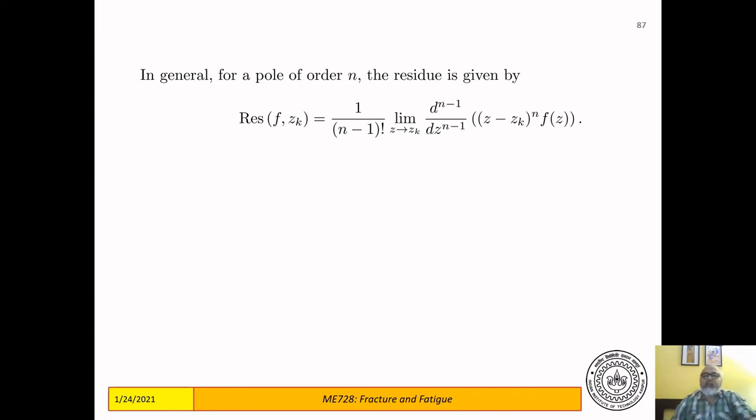Now, in general, if you have a pole of order n, a singularity of order n, then you have to multiply the function with (z minus zk) to the power n, where zk is the point at which it is singular. The function has to be multiplied by this. The n minus 1th derivative has to be taken, and then you have to put the limit z tending to zk. That would give you the residue in the general case.